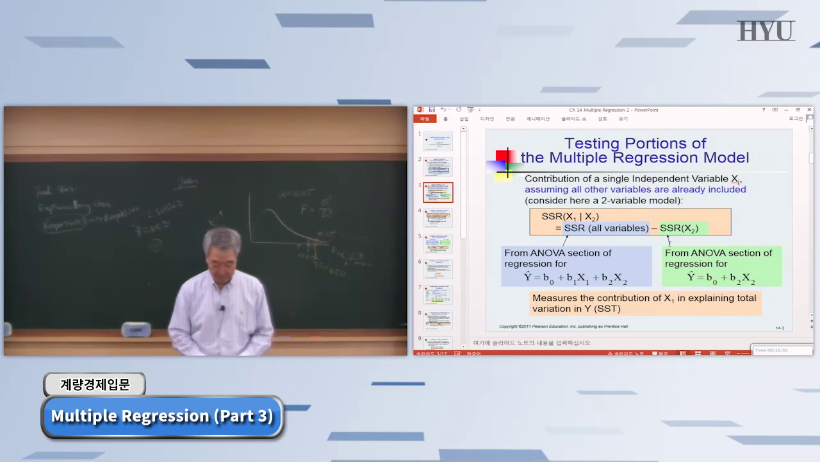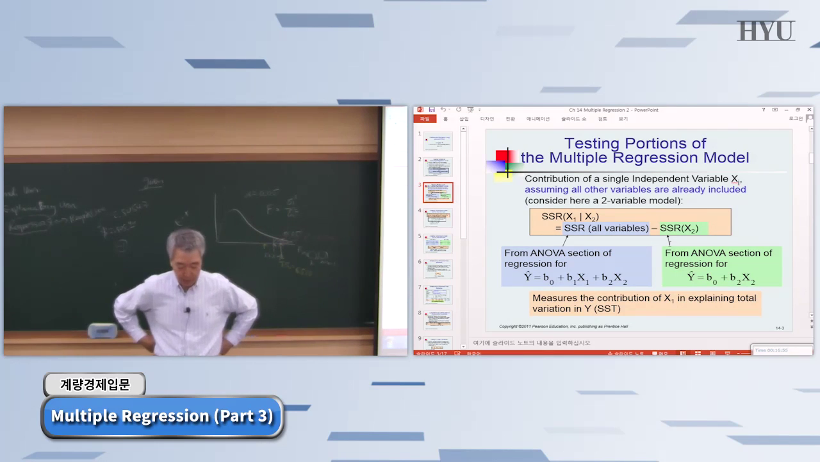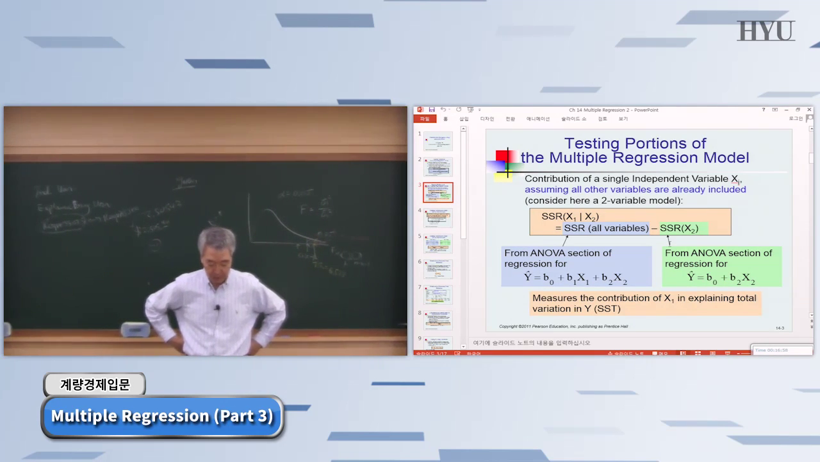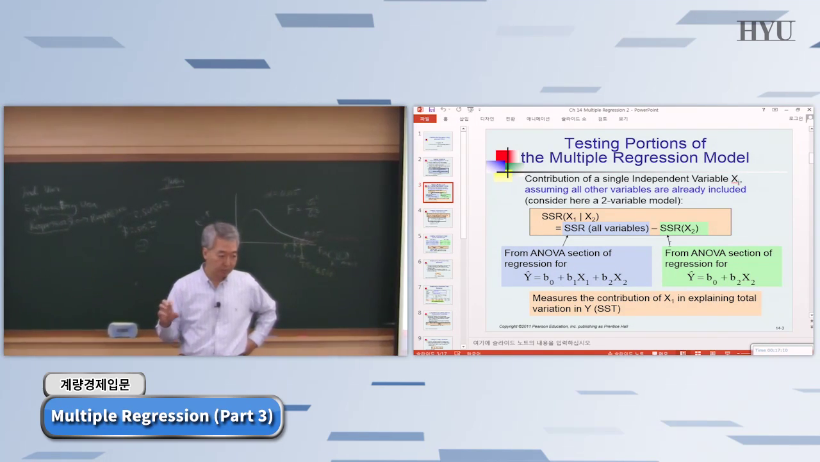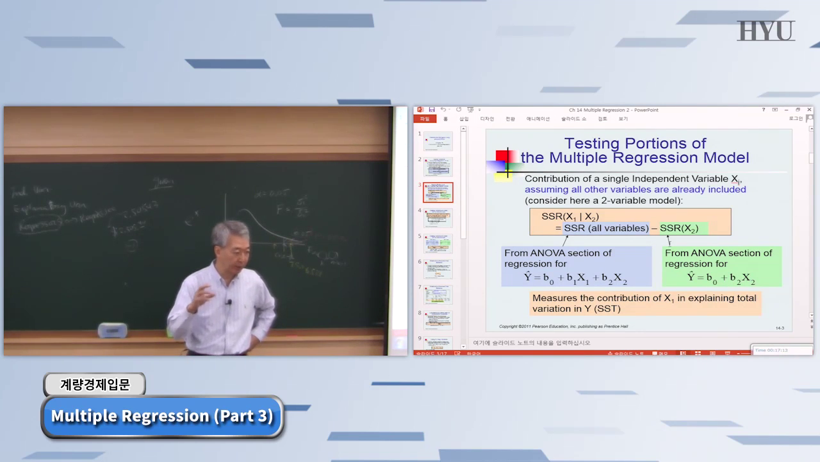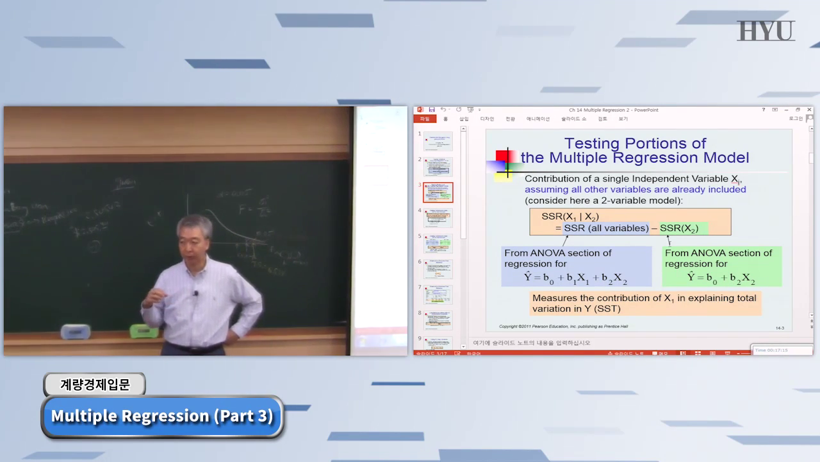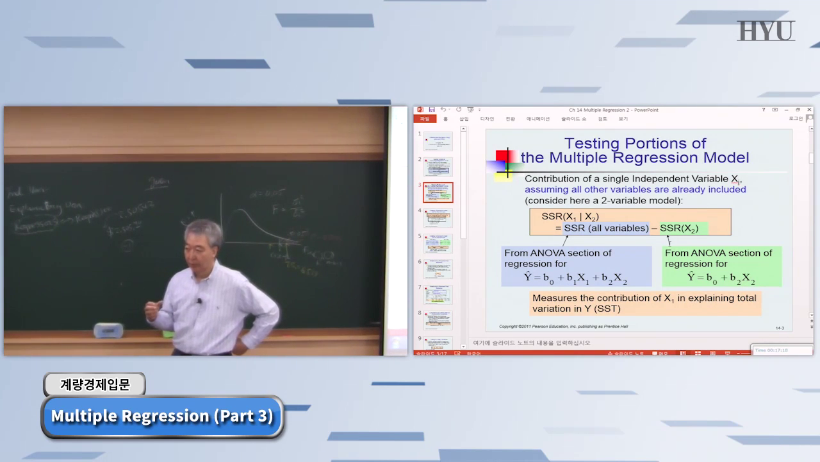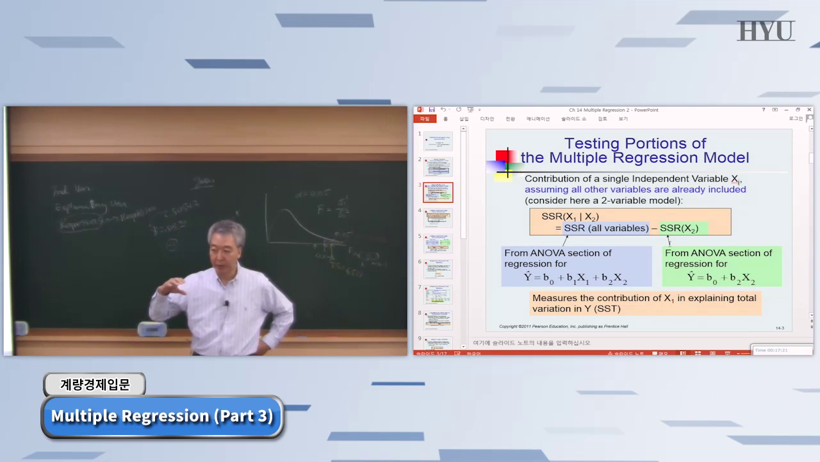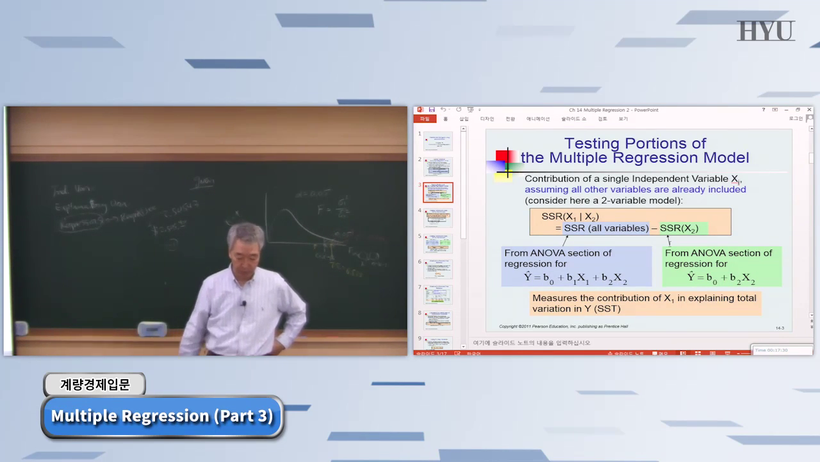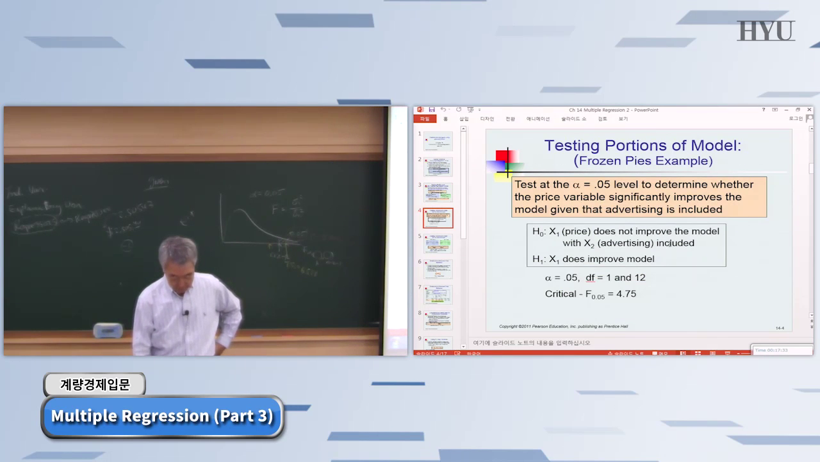That conditional sum of squares measures the contribution of x1 in explaining the total variation, net of the effect of x2. The x2 variable explains some portion of the variability in the y variable, but on top of that, above and beyond that amount of explanatory power of x2, just how much additional explanatory power does x1 add? That's what we're talking about. Okay?